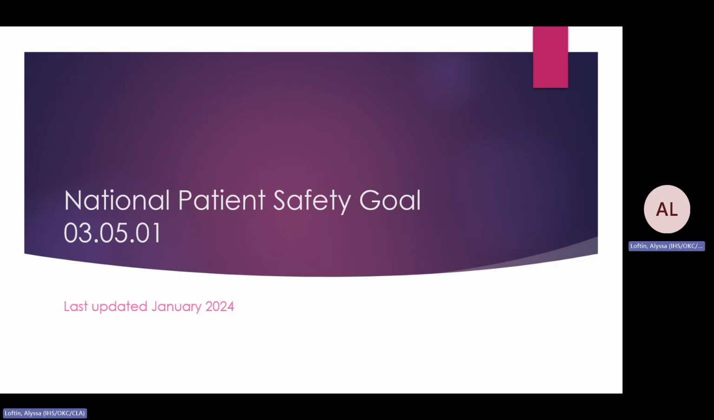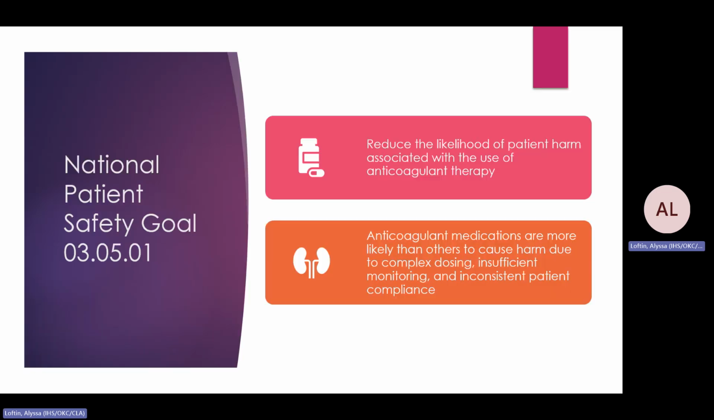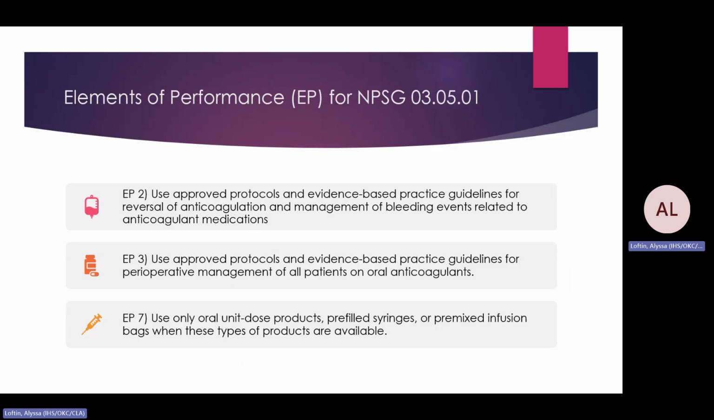So starting with the National Patient Safety Goal, this was last updated in January 2024. And the goal is to reduce the likelihood of patient harm associated with the use of anticoagulant therapy. So anticoagulant medications are more likely than others to cause harm due to complex dosing, insufficient monitoring, and inconsistent patient compliance. So the corresponding elements of performance are EP 2, 3, and 7.